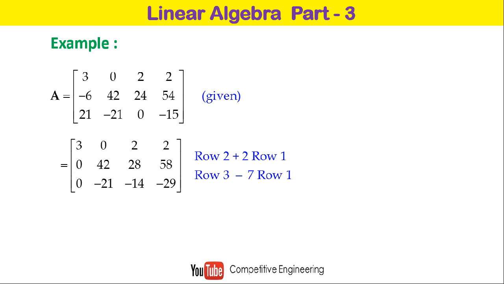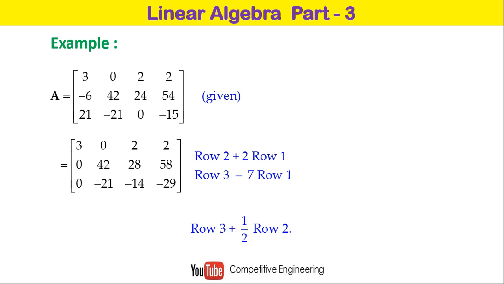Now it is not the row echelon form. I have to convert this minus 21 into 0. How will I convert the minus 21 into 0? Here is 42 in the second row. So I can multiply row 3 by 2, so that I get minus 42, then add it with the second row. Or I can do row 3 plus half of row 2.